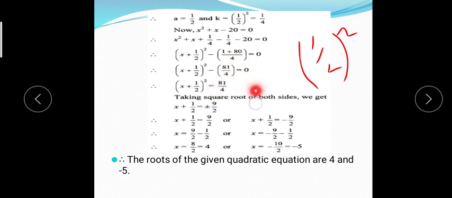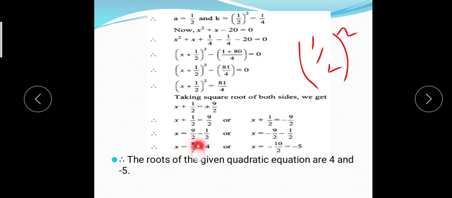I am shifting it towards the right side. Whether you shift before or not, the answer will come the same. Now by taking the square root of both sides, you will get x plus 1 by 2 is equal to 9 by 2. The square root of 81 is 9 and the square root of 4 is 2. So it is plus or minus. Therefore one time you have to take a plus, one time you have to take a minus.